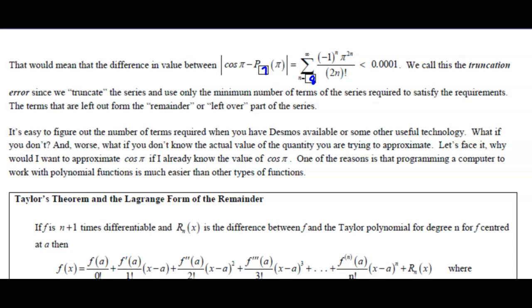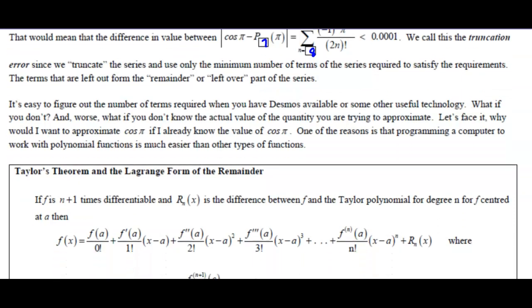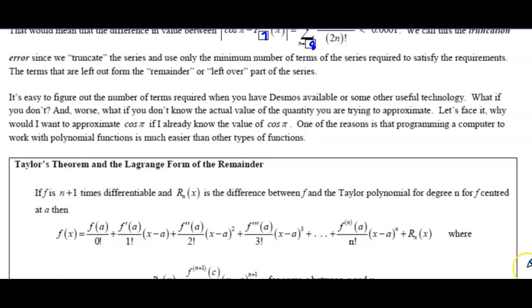It's easier to figure out the number of terms required when you do have good technology with good accuracy. But if you don't, then what do you do? Now remember, cos of pi, we really wouldn't do this. We have a calculator that can give us many decimal places, but this is for other values. And certainly when you get into computer programming and you want to make sure, if you're approximating cos of pi or cos of x with a Taylor polynomial, you want to get it within a certain accuracy if you're using it in a computer program.